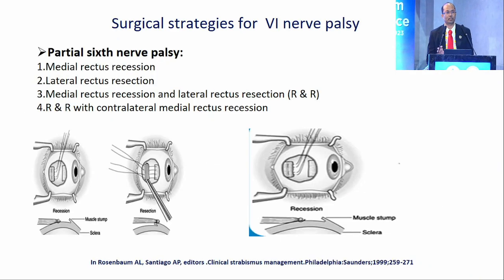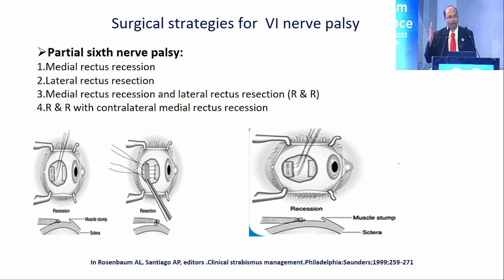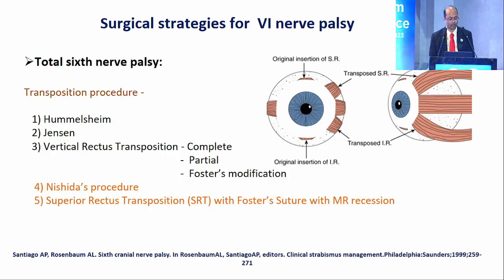So what options do we have as a surgical treatment? If we have a partial sixth nerve palsy, we wait and watch, and then probably we do have recession, depending upon how much is the primary angle of deviation and how much is the abduction limitation. We can have medial rectus recession, lateral rectus resection, R&R, and also the R&R along with, if the primary deviation is beyond the range of unilateral R&R, you can always touch the other eye medial rectus.